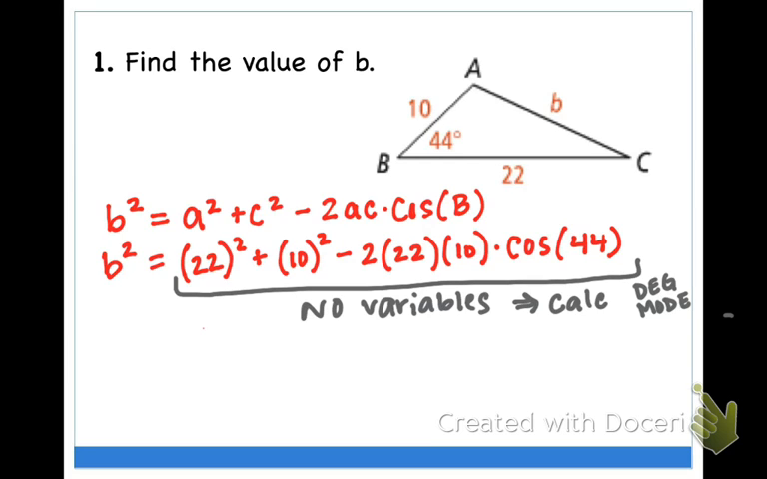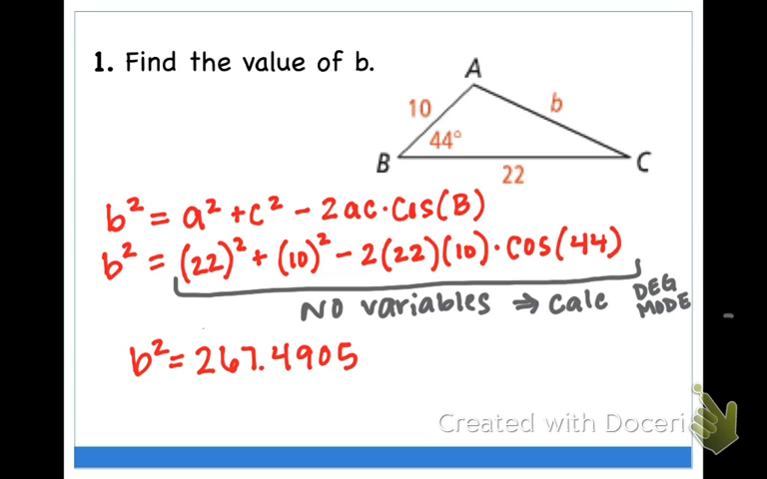Open parentheses 22, close, squared, plus open parentheses 10, close parentheses, squared, minus 2 times in parentheses 22 times parentheses 10 times cosine 44. Hit enter, and we end up with b squared equals 267.4905. We want to keep like 3-4 decimal places because we aren't quite done. We are so very close to being done, but we are not quite done. But most of the problem is finished.